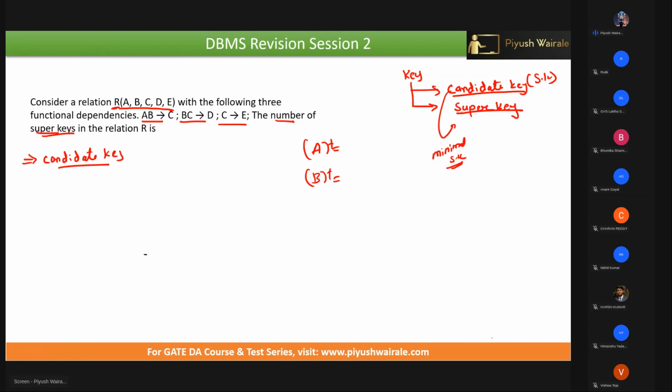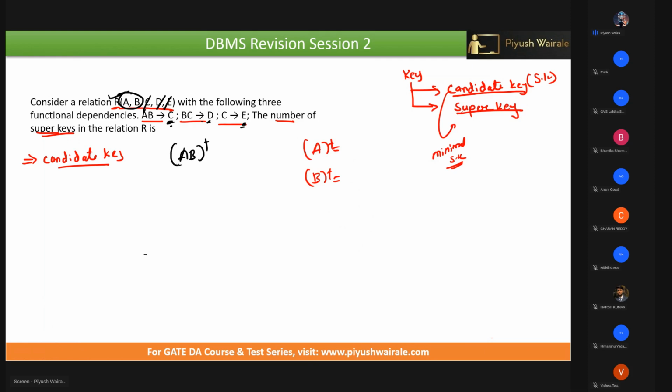First, find out the attributes which are not present on the right hand side of any functional dependency. So here I have C, here I have D, here I have E. Which attributes are not present on the right hand side of any functional dependency? That is basically AB. So AB must be a part of the candidate key. It can be a candidate key or it can be a part of a candidate key. But first we have to check whether it's a key or not.